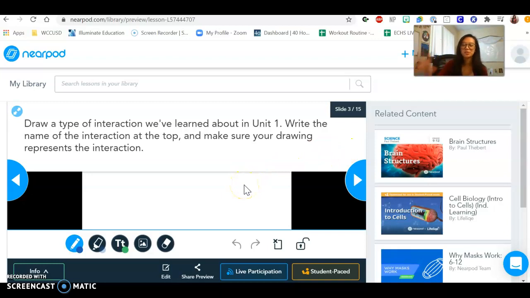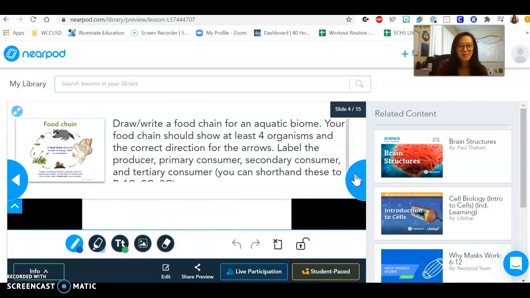And then you were supposed to make a drawing that represents that and shows me that you know what that means. Cool. The second thing that I wanted you to practice was making food chains. So I had you draw one for an aquatic biome with at least 4 organisms. Make sure your arrows are pointing in the correct direction, and then label the types of producers. One thing that we realized was that not only do aquatic biomes use plants like kelp and algae as producers, but they also use phytoplankton as producers as well, which a lot of you started your food chains with.